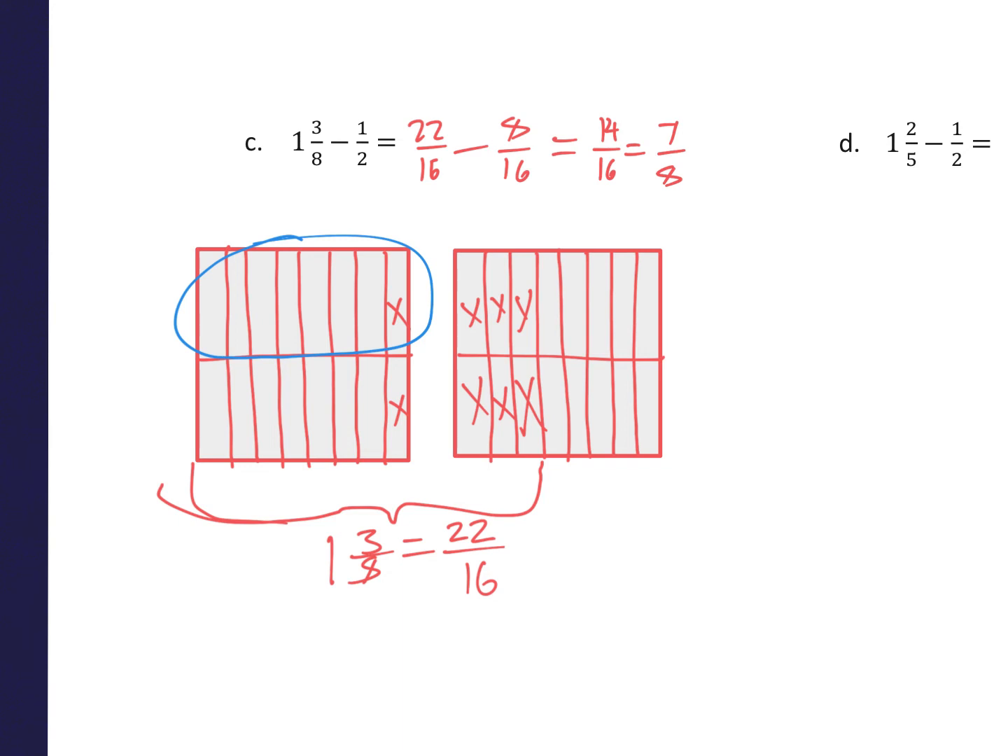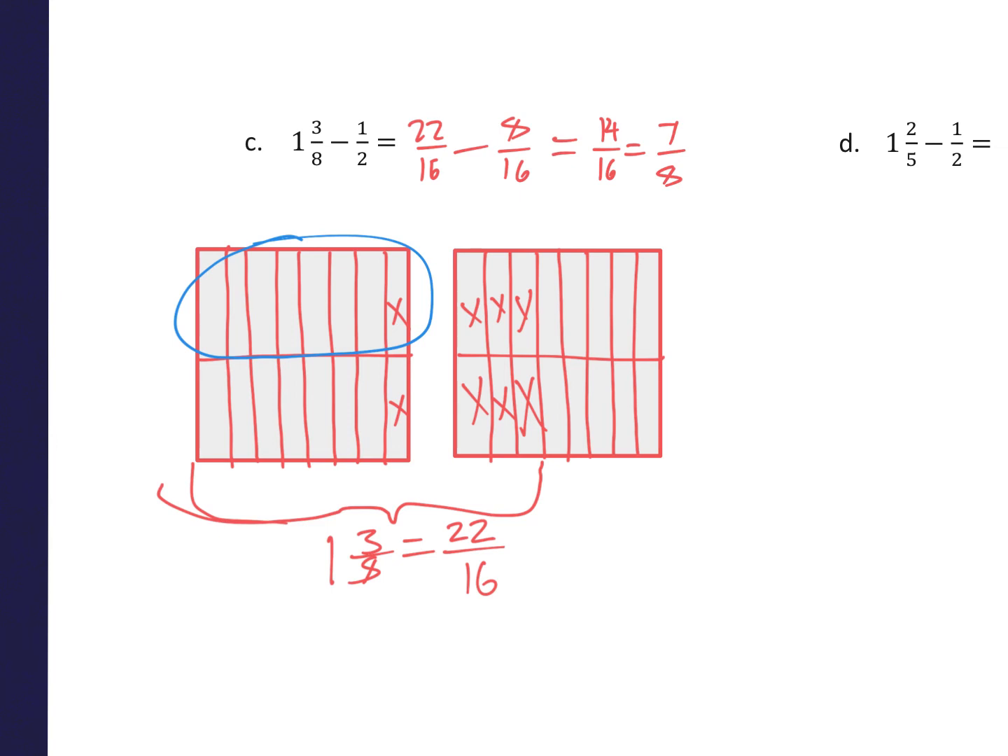Now 14 16ths, those are both even numbers, so I know that they can be simplified at least by dividing by 2. If there's two even numbers, we know that it can be divided by 2. So 14 divided by 2 is 7. 16 divided by 2 is 8. And 7 is a prime number, and so we can't make this any smaller. 7/8 is as small as it gets. Okay?